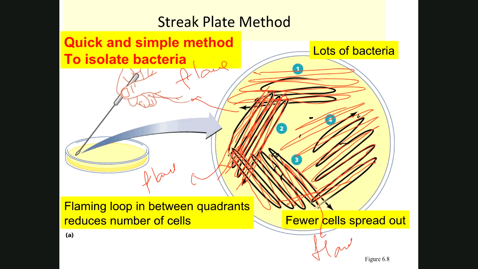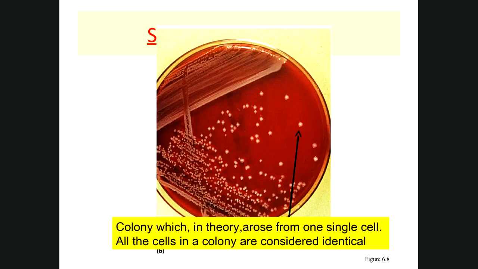Yeah, the purpose of the flaming is to kill the bacteria in the loop. So now you have a completely empty loop with which you can spread some of the cells from one quadrant onto the next. Okay, thank you. Yeah, you're welcome. So the technique itself is quick. Once you learn it, it's easy and it is effective. It does give you isolated colonies.